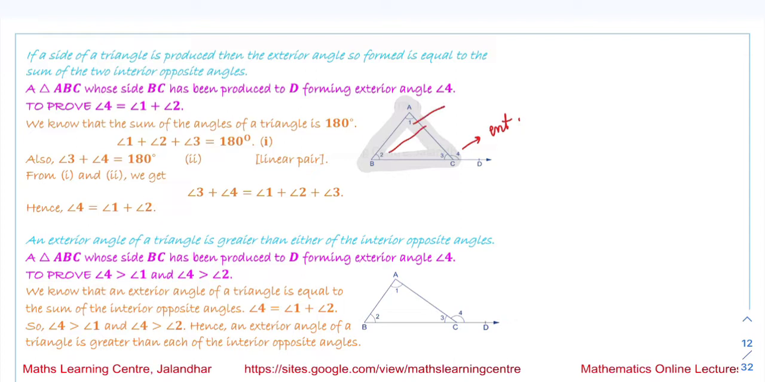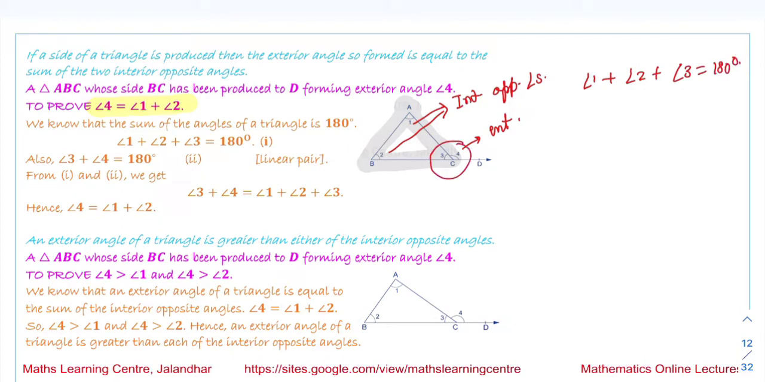Angle 1 and angle 2 are the interior opposite angles. What we have to prove is that angle 4 is equal to angle 1 plus angle 2. We are going to use the fact that the sum of the angles of a triangle is equal to 180 degrees. This is from our previous theorem.